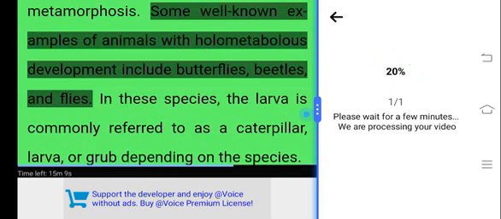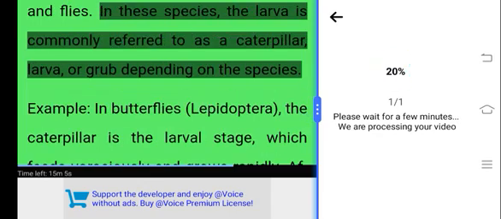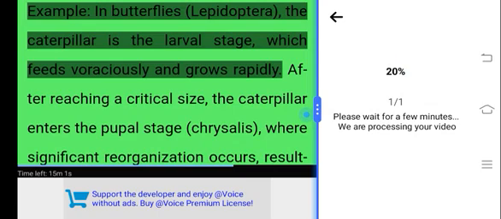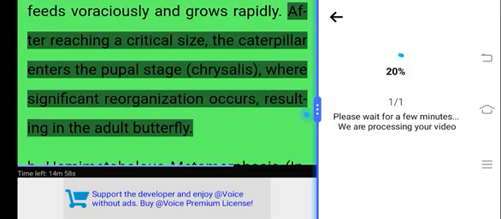Some well-known examples of animals with holometabolous development include butterflies, beetles, and flies. In these species, the larva is commonly referred to as a caterpillar, larva, or grub depending on the species. Example: in butterflies (Lepidoptera), the caterpillar is a larval stage, which feeds voraciously and grows rapidly. After reaching a critical size, the caterpillar enters the pupal stage (chrysalis), where significant reorganization occurs, resulting in the adult butterfly.